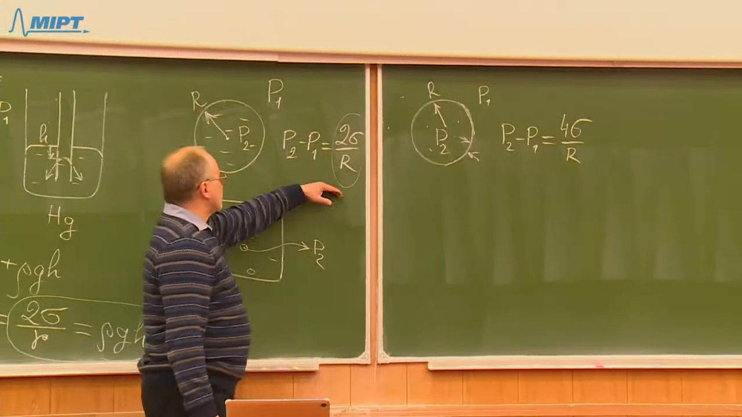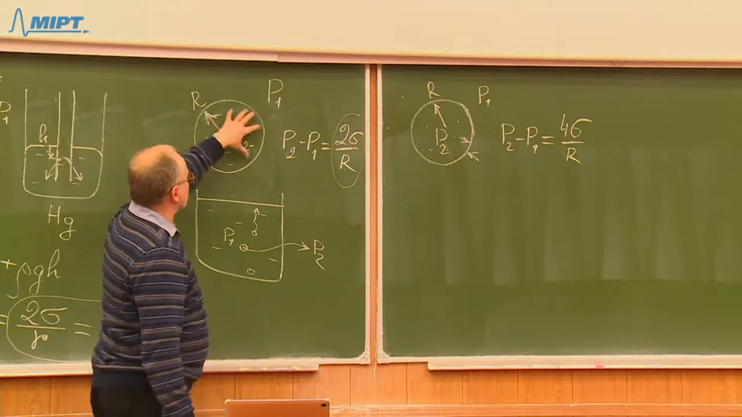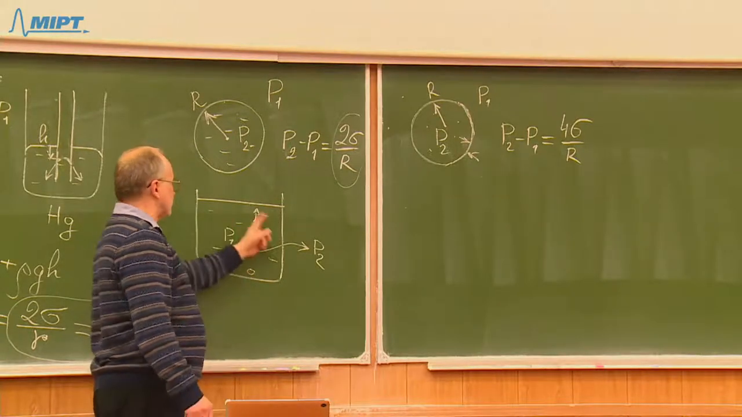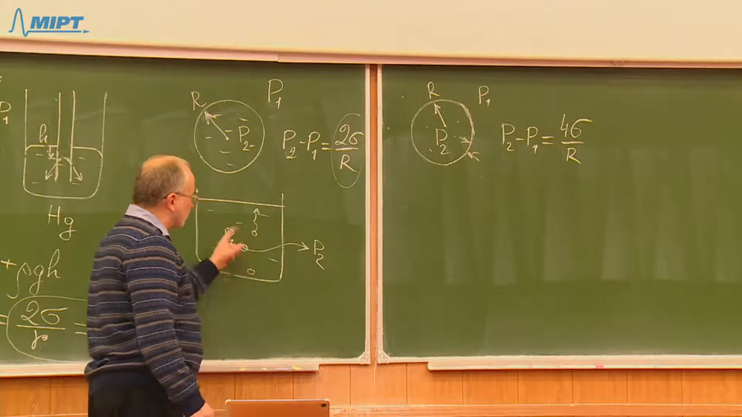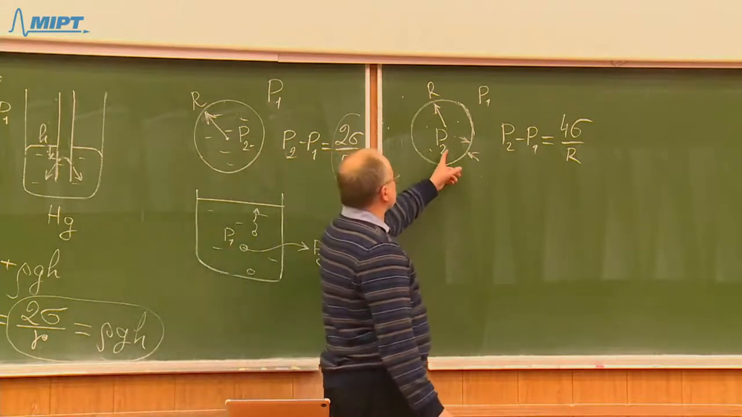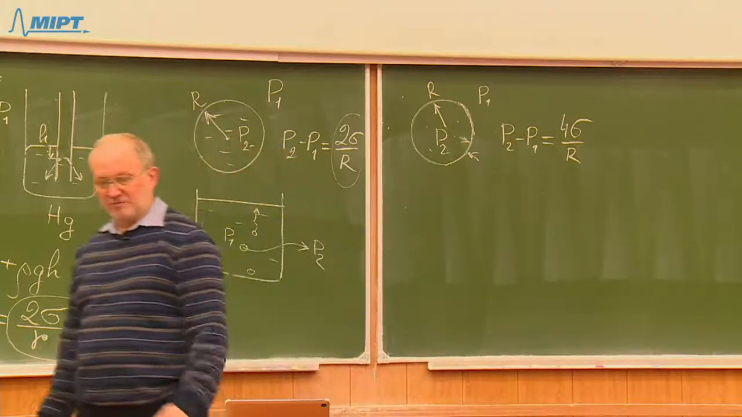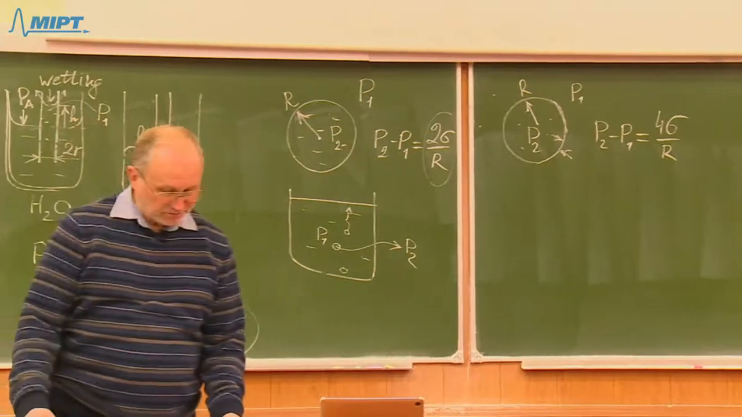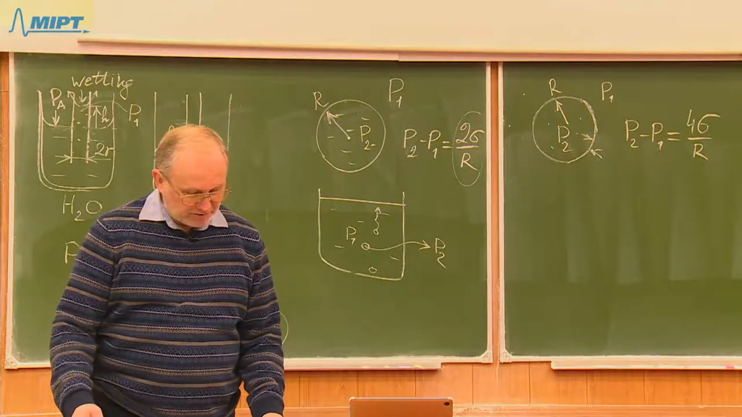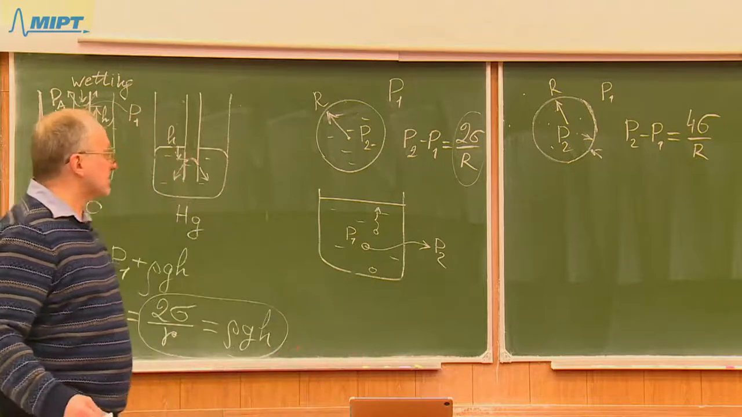So this formula can be applied to a droplet of liquid when the droplet is filled with liquid, or a bubble of gas so that the liquid is outside. In these cases, we have only a single surface of liquid, and in this case, we have two surfaces. Therefore, the formula will have a coefficient 2. So these remarks should be made regarding the material we discussed last time.